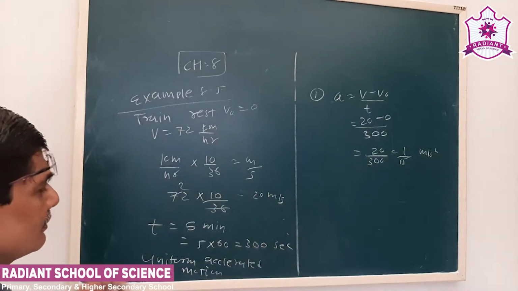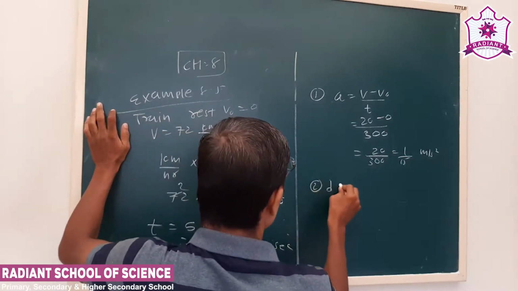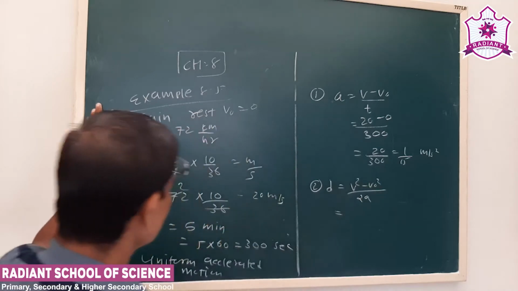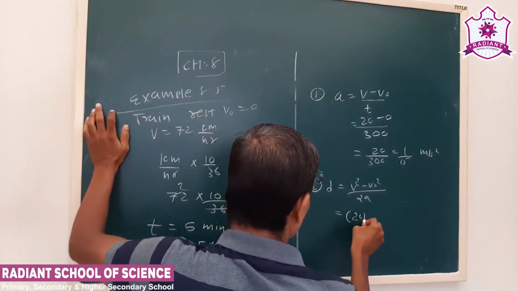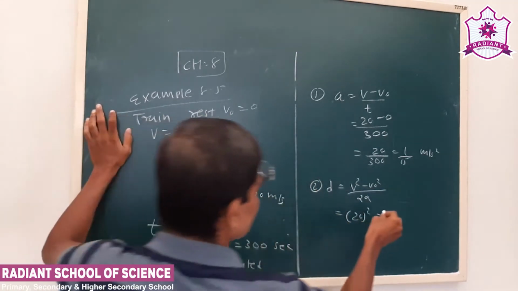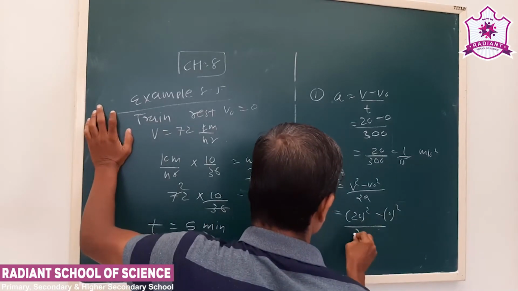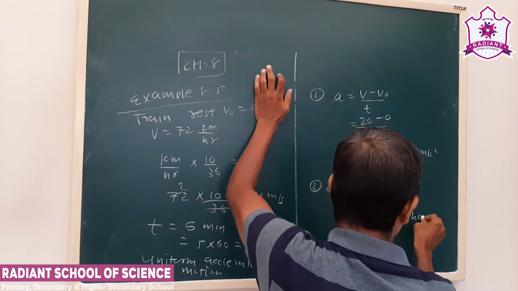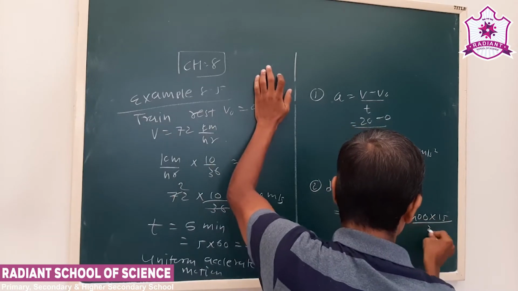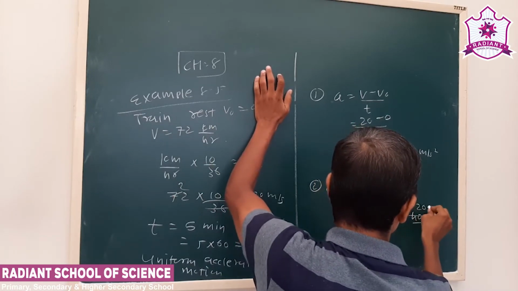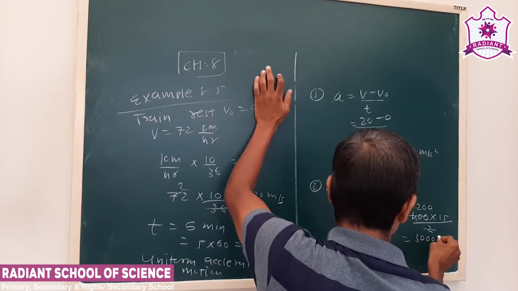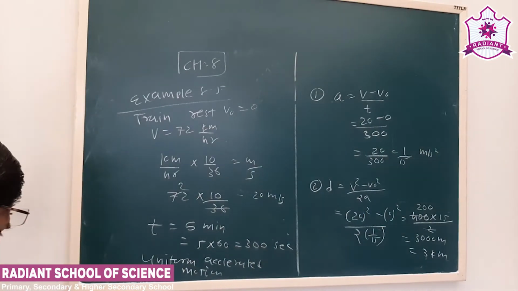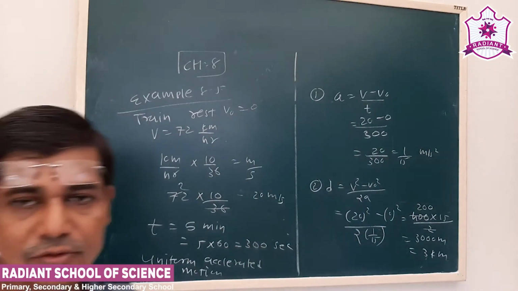And what is the distance covered? D is equal to V square minus V0 square upon 2a. What is V here? 20. V0 is 0. Why? Because it is starting from rest. So we can solve: 400 into 15. So the distance covered is 3 km. So this is how we can solve this sum.